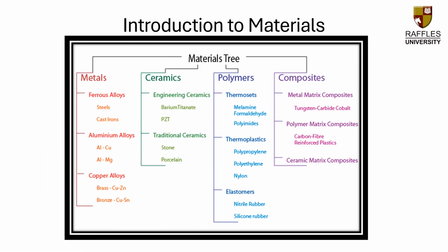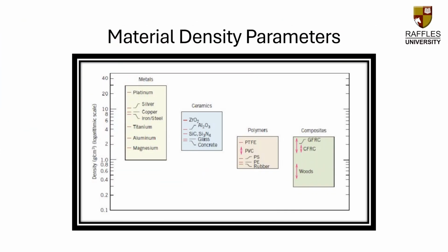Now, when you talk of introduction to the materials, they have been classified into 4 main types: metals, ceramics, polymers, composites. So these we'll discuss in the details. Then related to the density of the material, this graph predicts the various types of materials and their values in terms of the density. So here you can say the metals are having the highest density.